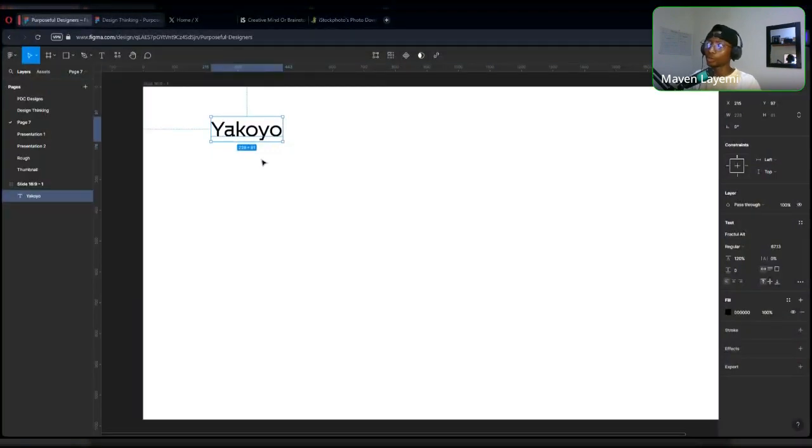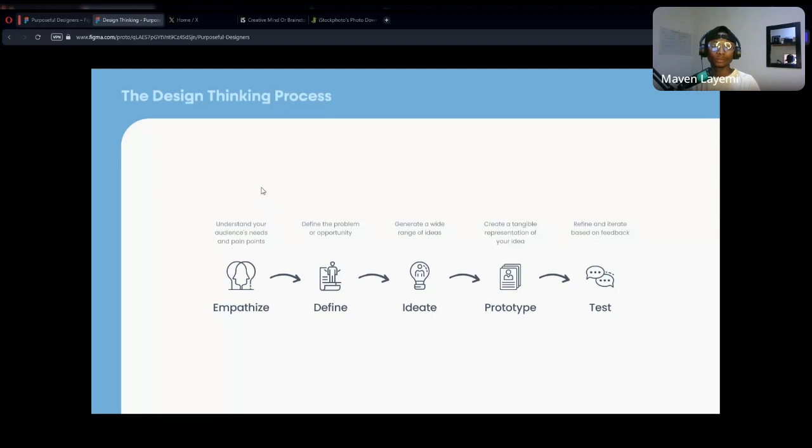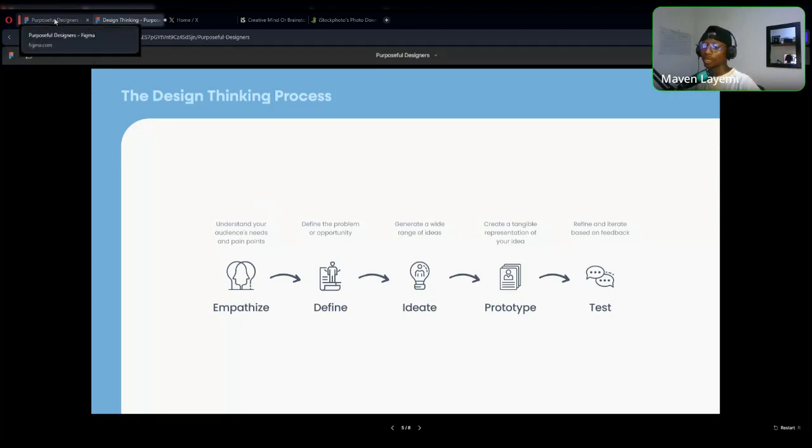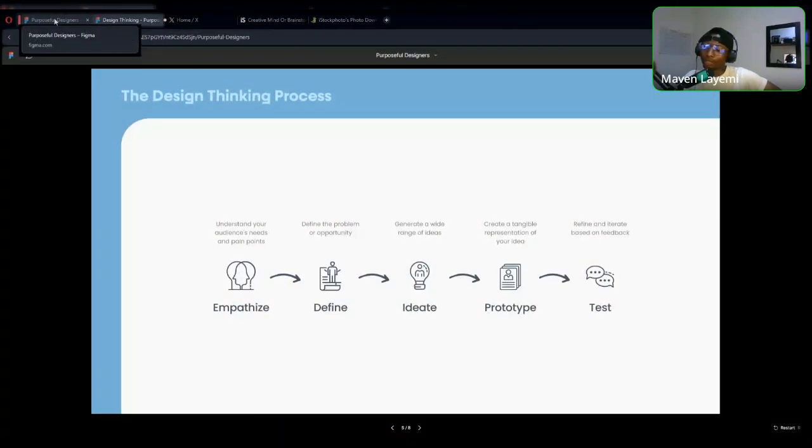So if we say restaurant, what is the problem we are solving? Okay, Samuel said he eats there. So what are the challenges that you have faced or encountered anytime you've been to Yakoyo? Have you encountered any problem when you go to a buka? What are the things you don't want to see? What are the things you think they can do better?